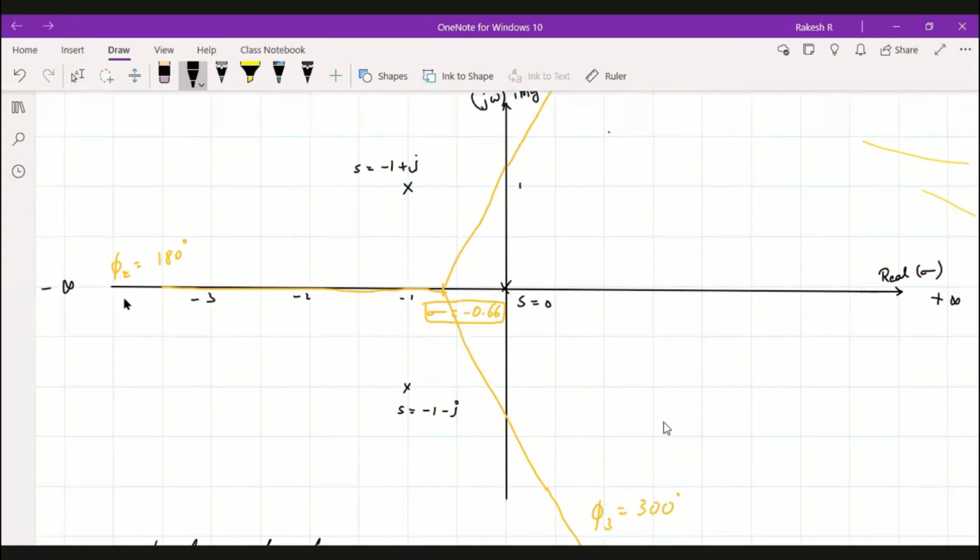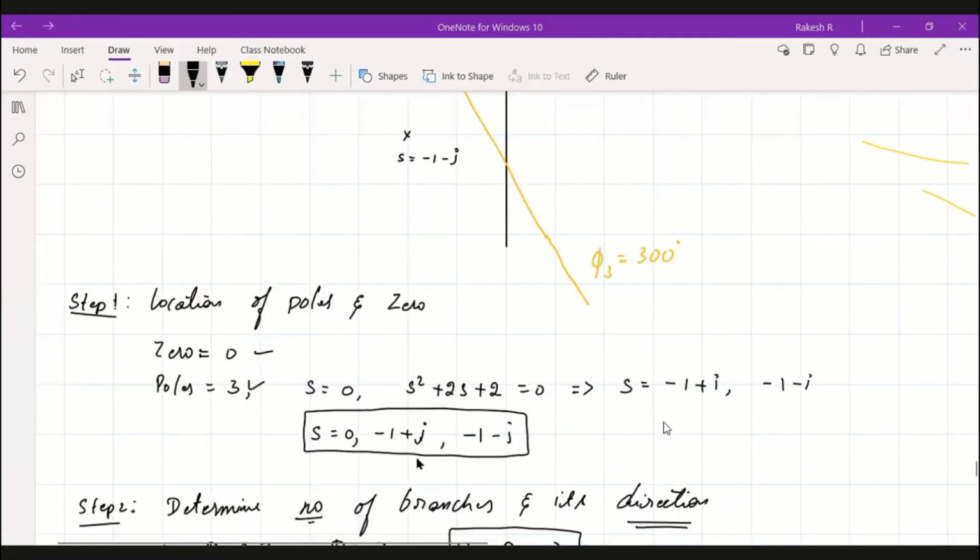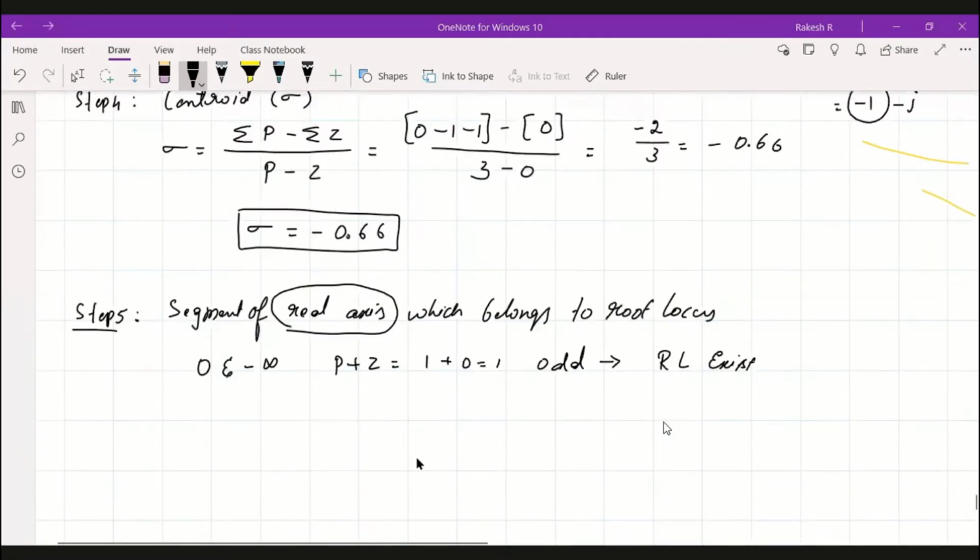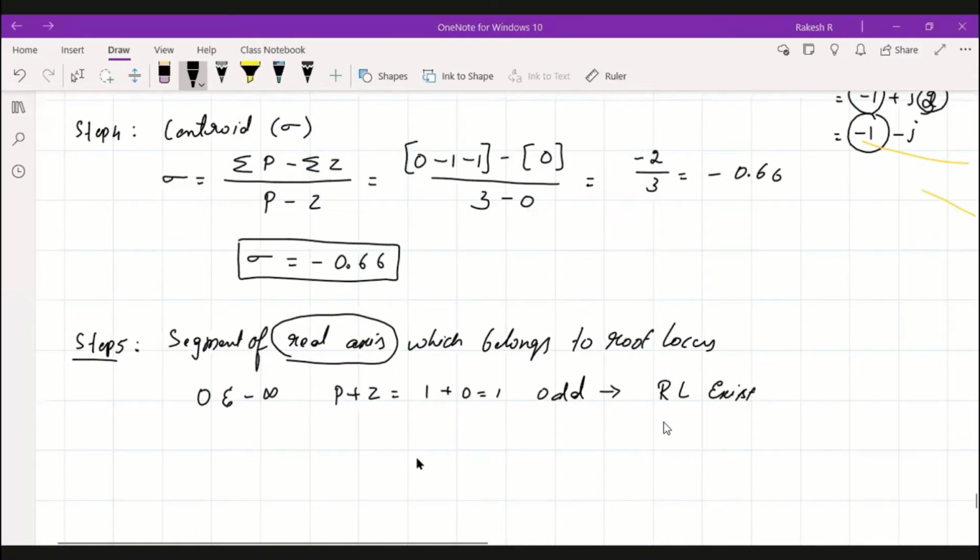The thing is, complex conjugates are not present on the real axis. We need to see only the roots which are present on the real axis. That's it. So these two complex conjugates are not present on the real axis here, so no need to consider that. We need to consider only those present on the real axis. So we shall move further.